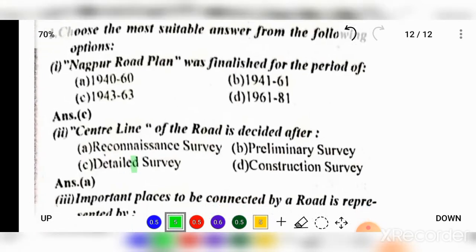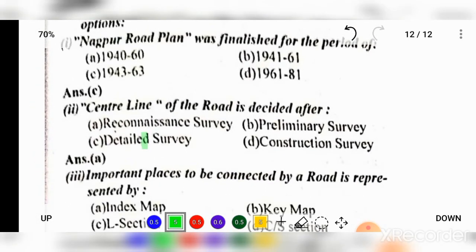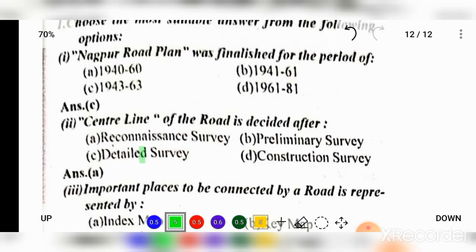एक क्वेश्चन उभर के आया है. ये भी क्वेश्चन अक्सर पूछा जाता है. Nagpur Plan was finalized for the period of 1943 से लेकर 1963 तक. राइट.